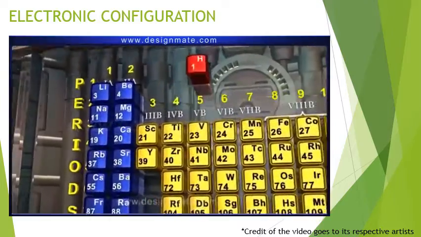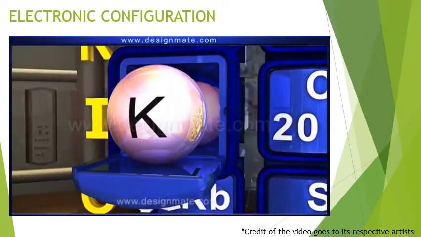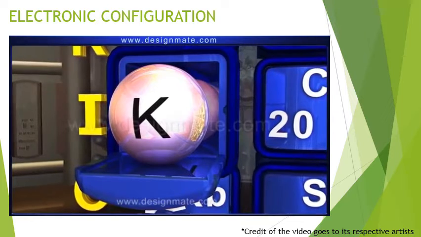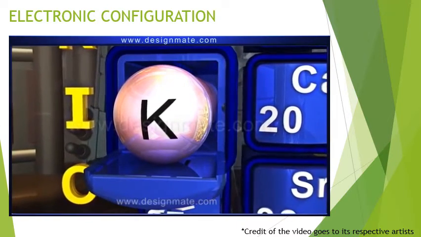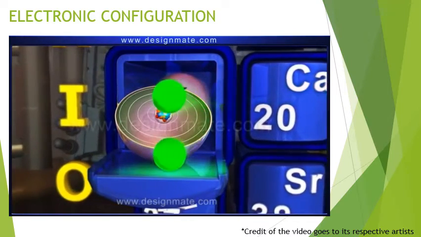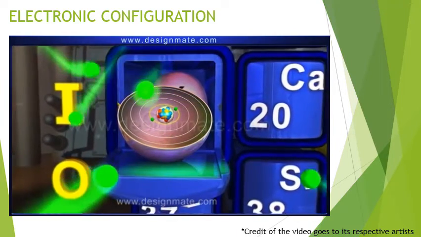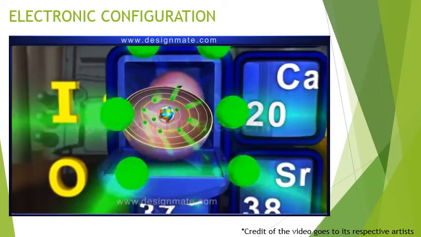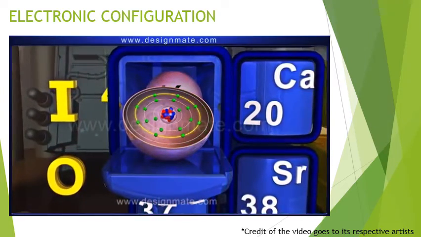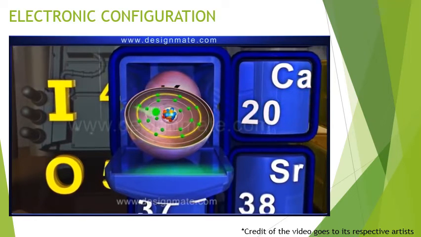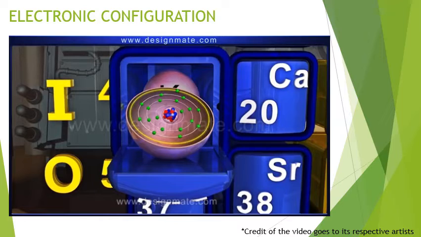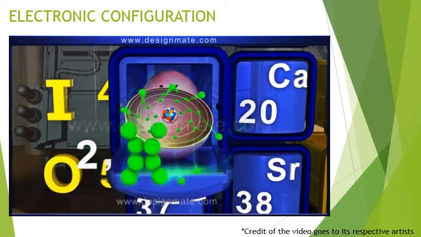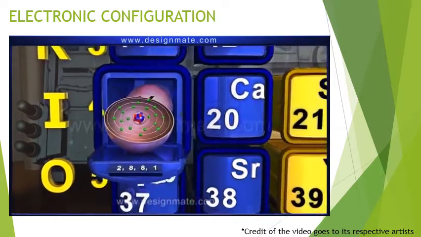For example, the atomic number of potassium is 19. Therefore, there are 19 electrons revolving around the nucleus in the potassium atom. Out of these, 2 electrons enter the first orbit, 8 in the second orbit, the other 8 enter the third orbit, and the remaining 1 electron, instead of entering the third orbit, enters the fourth orbit. Hence, the electronic configuration of potassium is 2, 8, 8, 1.